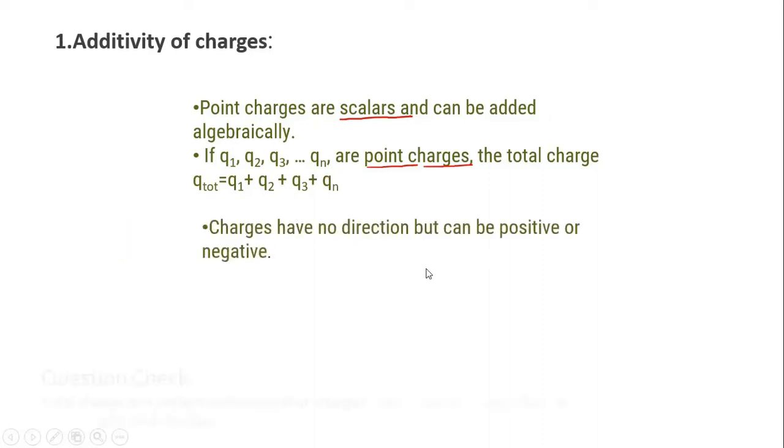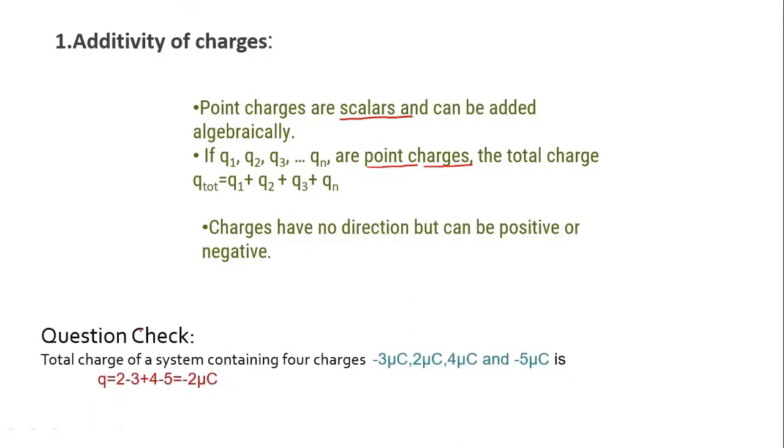Let us see an example of this additivity of charge. We have one question to check. The total charge on a system containing 4 charges: minus 3 microcoulomb, 2 microcoulomb, 4 microcoulomb and minus 5 microcoulomb. So the total charge on the body will be the algebraic sum, that is, these numerical values are added with the help of their signs. So the total charge on the body will become minus 2 microcoulomb. That is, the net charge on the body is negative. I hope this is clear to you.